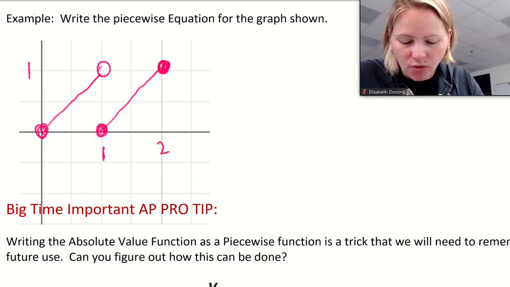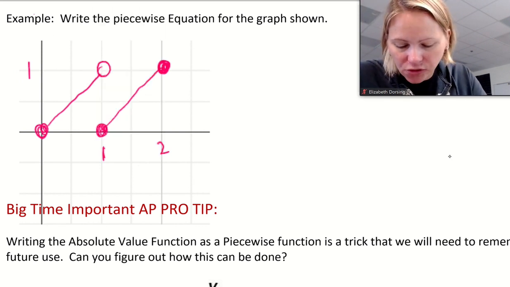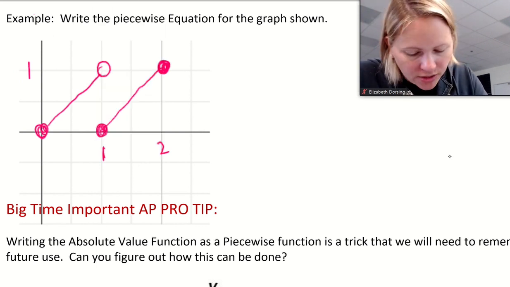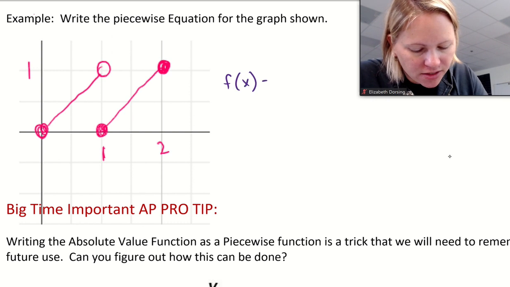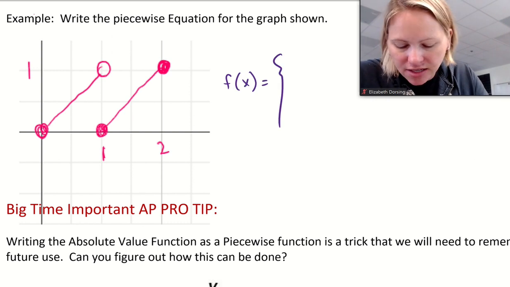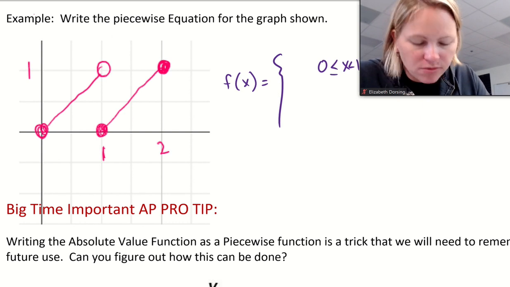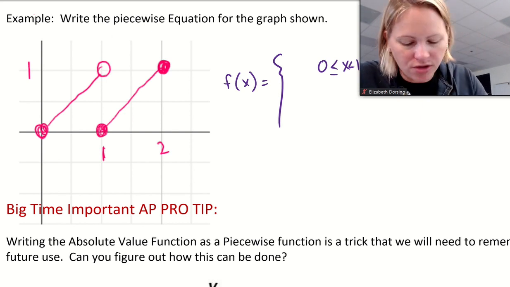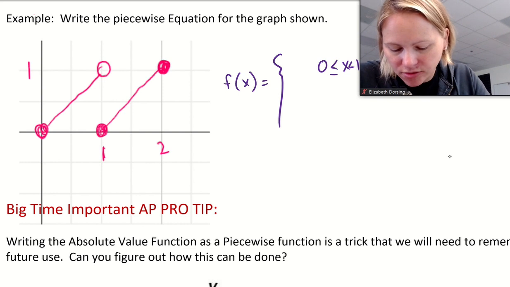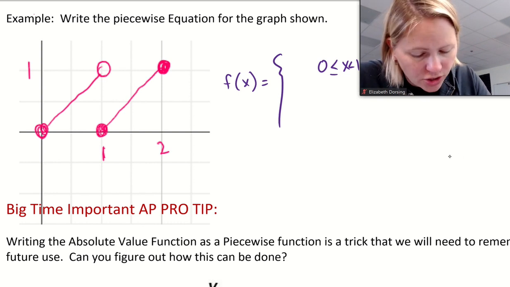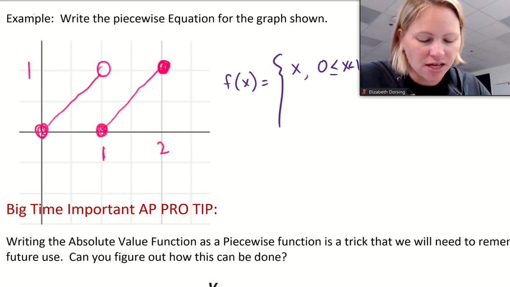Here's what the equation is going to look like. This first little line segment goes from 0 to 1. So when I start out, I'm going to say f of x equals, do my brackets, and it goes from 0 to 1, but it includes 0, so I'm going to put the equal to sign under there. And this looks like the equation y equals x. It has a slope of 1, passes through the origin. Sure enough, that's that equation.